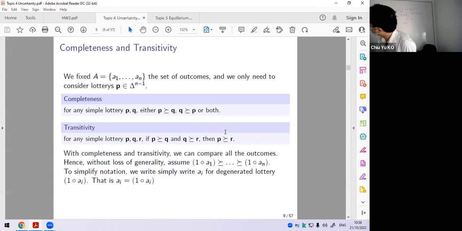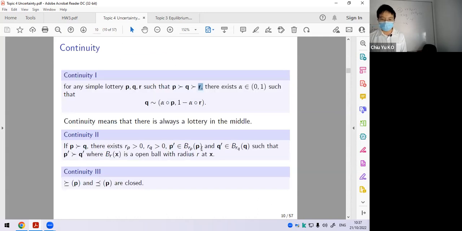First, completeness: you can always compare the two. Transitivity: if P is better than Q, and Q is better than R, then P is better than R. I think those two you are familiar with very well. And continuity, I'll use the second version, which I think is the easiest: if there's a strict preference, nearby lotteries also satisfy it. That is the easiest to remember.